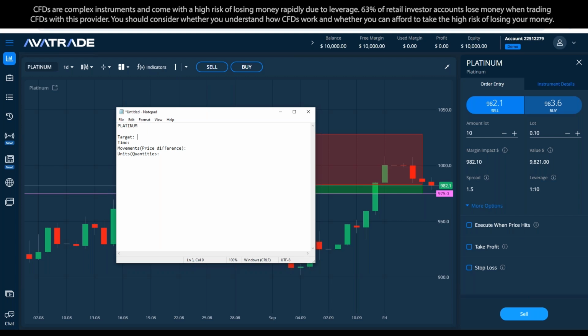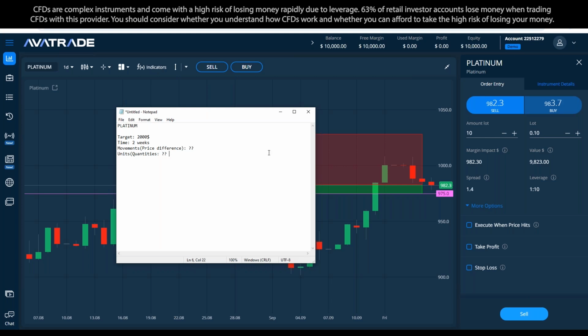Okay, so first of all, let's set the target. Let's say that the target in this case will be $2,000. The time range that I would like to achieve this $2,000 will be, let's say, 2 weeks. And the movements, we still don't know. So let's leave it as a question mark in the units.